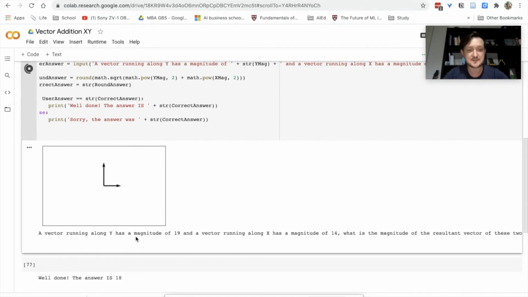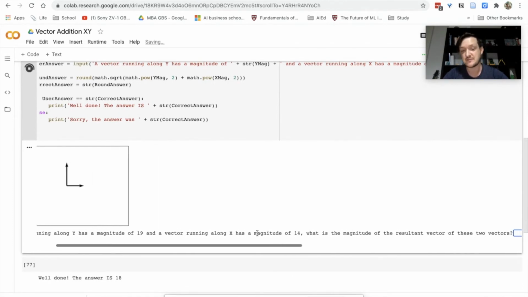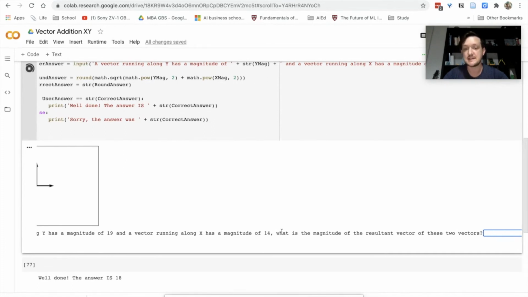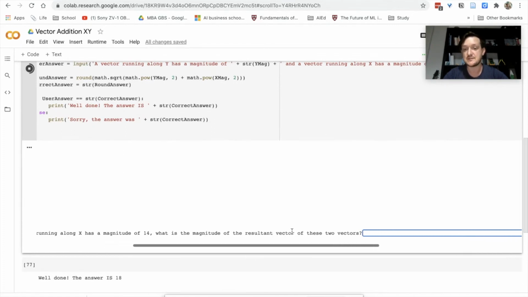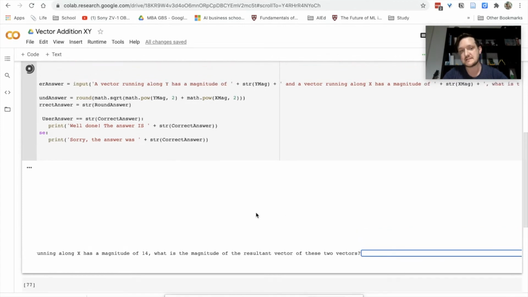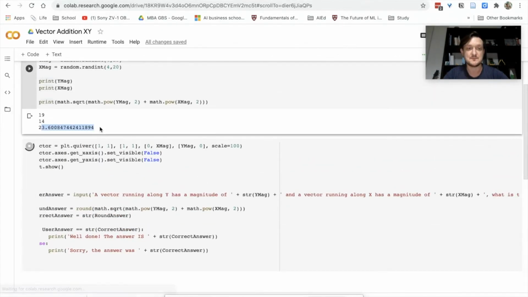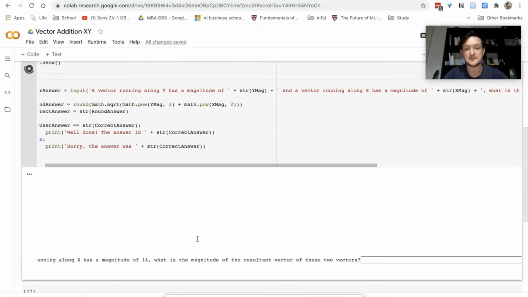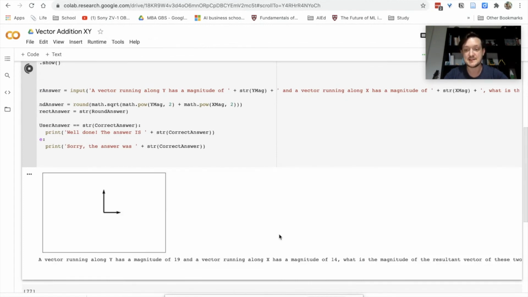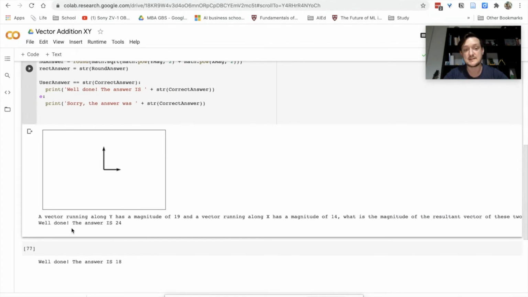And then it asks for my input. The question's printed out: a vector running along y has a magnitude of 19 and a vector running along x has a magnitude of 14. What's the magnitude of the resultant vector of these two vectors? Now I know that because I've printed the answer up there, so that'd be 24. I don't have to get my calculator out for that. If I put the right answer in, it will say, well done, the answer is 24.